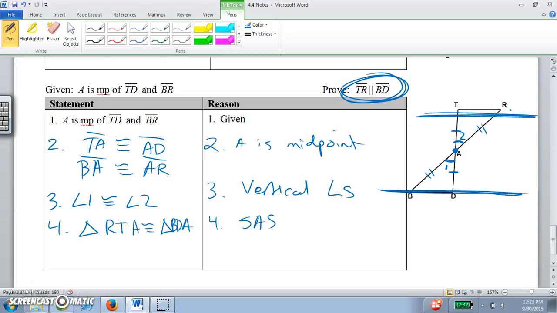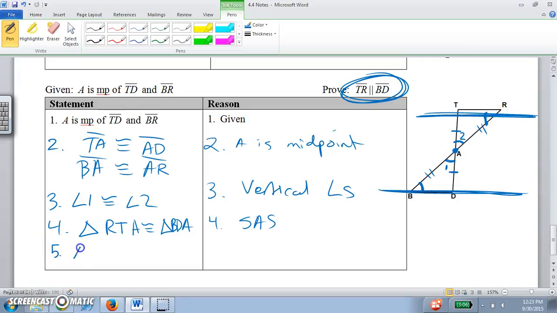Notice that we're trying to prove TR is parallel to BD. Trying to prove these two are parallel. So ways that we can prove lines are parallel we learned in the last chapter are we can say alternate interior angles are congruent, corresponding angles are congruent, same side interior angles are supplementary, or alternate exterior angles are congruent. We don't really have anything exterior because we've got these two triangles inside these two lines. We don't really know anything about the same side interior angles, but we do know this angle now, angle B, is congruent to this angle R. And these happen to be alternate interior angles.